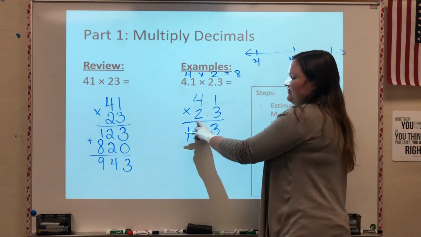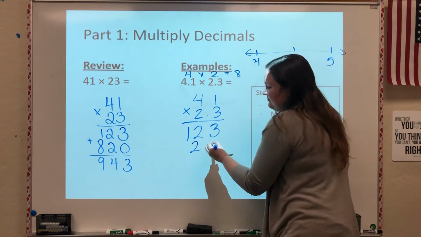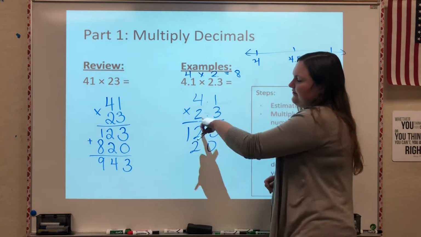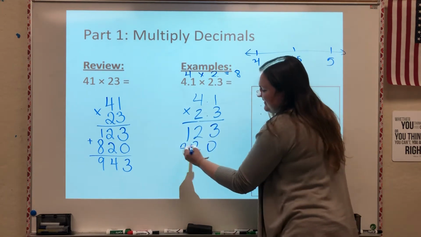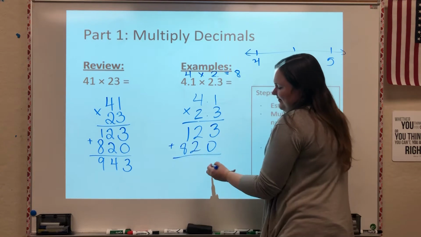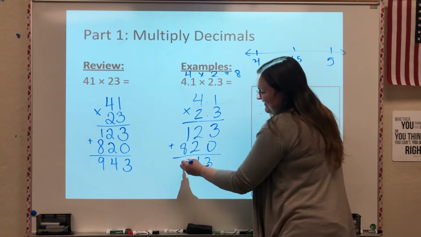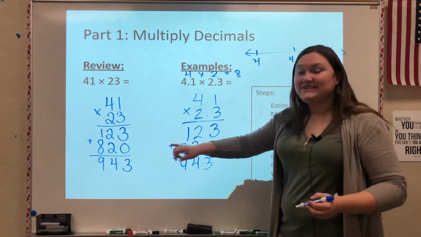We're going to multiply the 2 next. So 2 times 1 gives me 2, and I'll fill in that space with the 0. The 2 times 4 gives me 8. And then just like before, I'm going to add it up and get 943, just like I did over here.